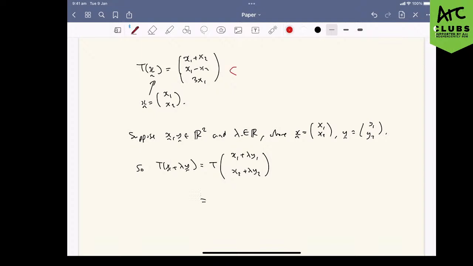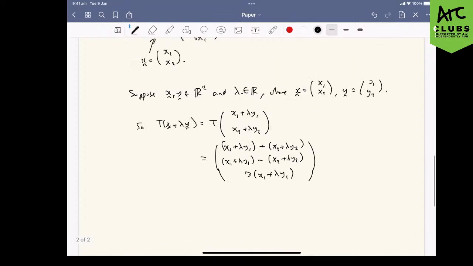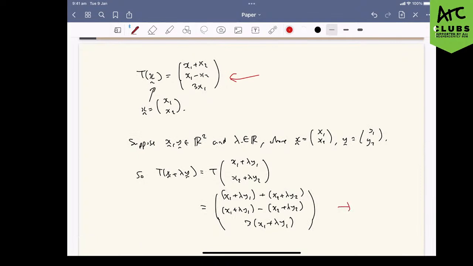Applying the formula, we get x1 plus lambda y1 plus x2 plus lambda y2. The second component would be the same thing, just minus. The third one is just 3 times x1 plus lambda y1. And remember, the goal is to get from T of x plus lambda y to T of x plus lambda T of y. So we want this to turn into T of x plus lambda Ty.